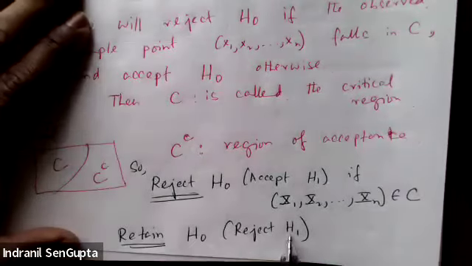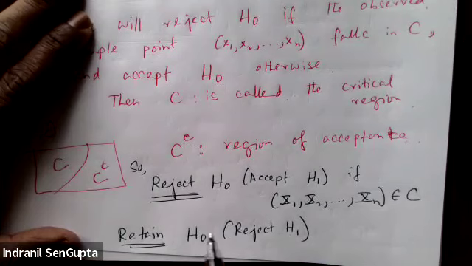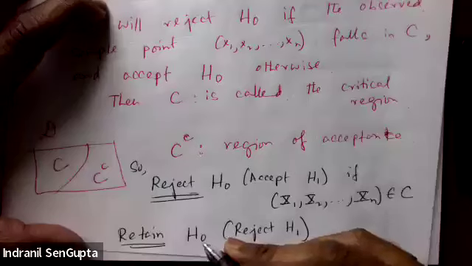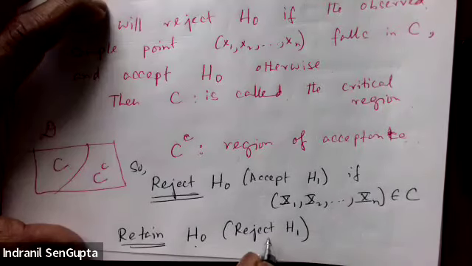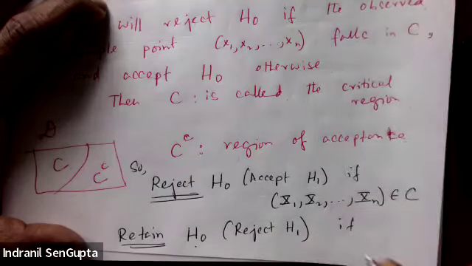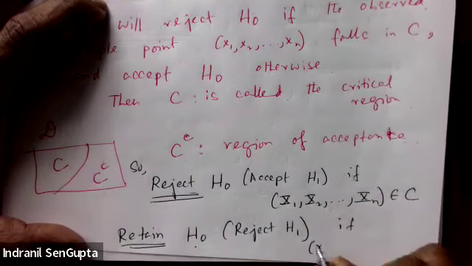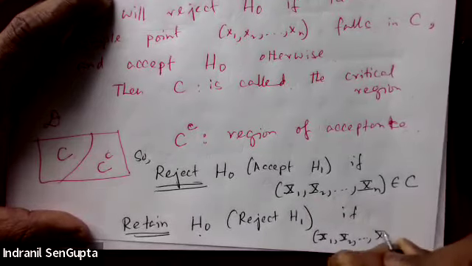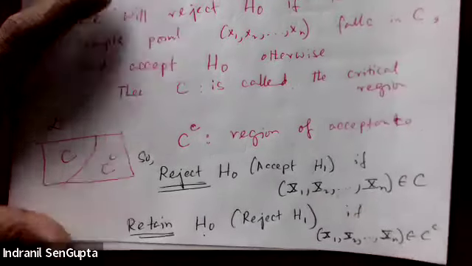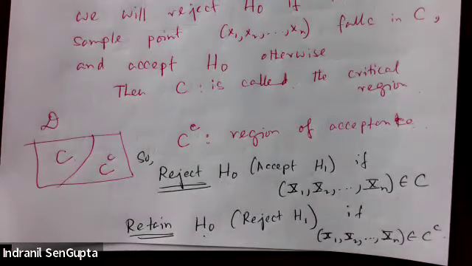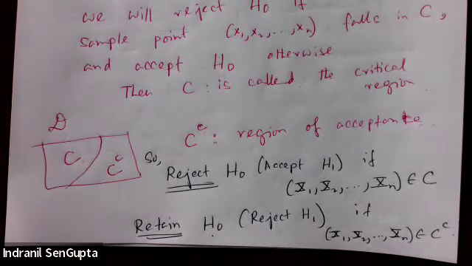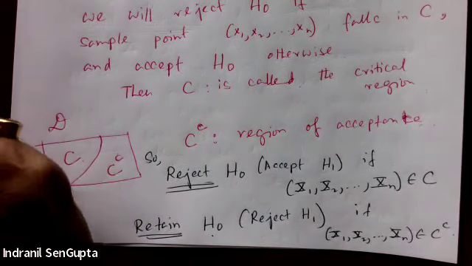The alternative hypothesis is something that contradicts H0, right? So we retain H0 and reject H1 if the sample x1, x2, ..., xn belongs to the complement of C. All these things will be very clear when we do some examples.